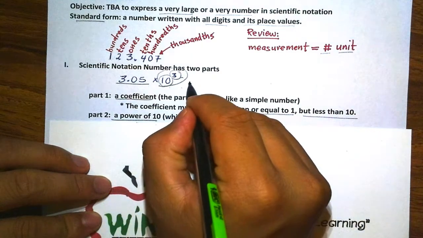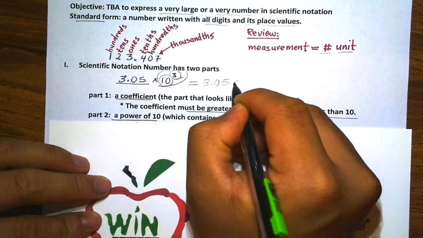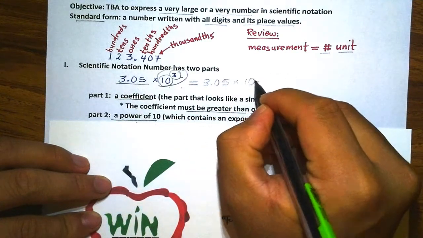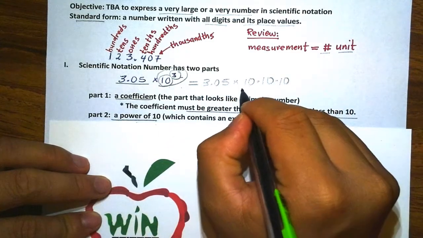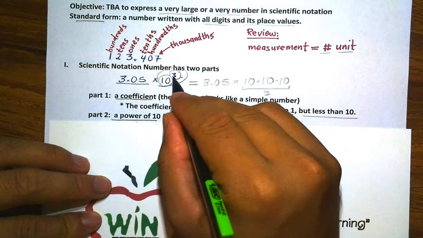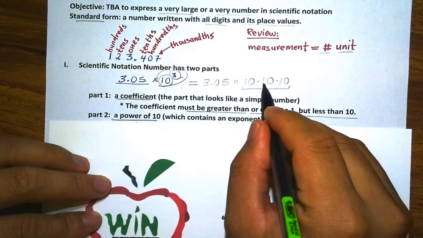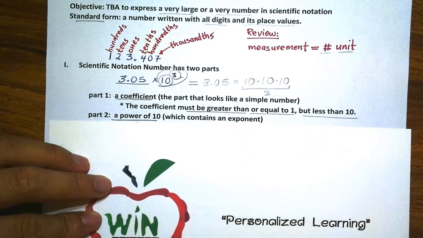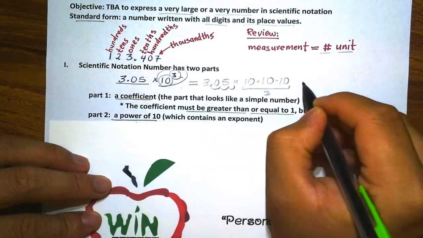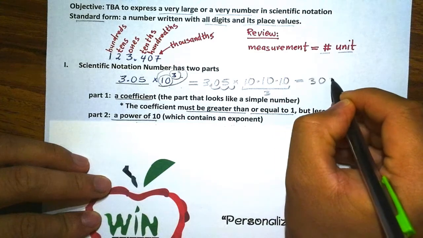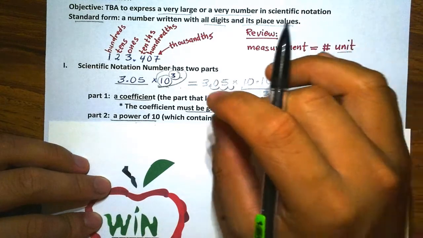So in this case, if I have this number, it's basically saying that 3.05 times 10, there are 3 of them, times 10 times 10. That's where we get 10 to the power 3. And the beauty behind 10 is that each of the 10 represents a decimal place. So 1, 2, 3, and that will give us 3050. And that is the beauty of having an exponent with a base of 10.